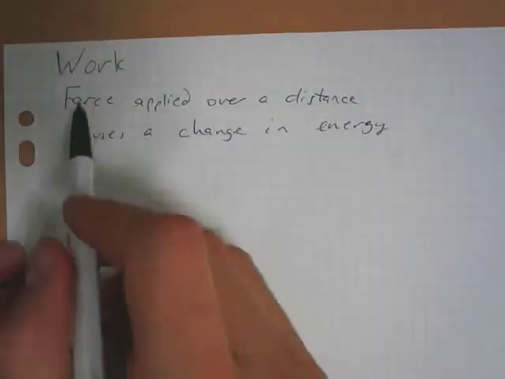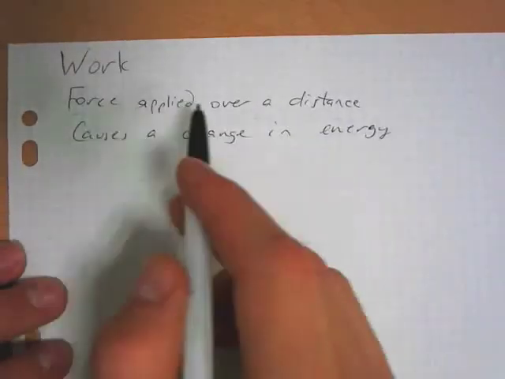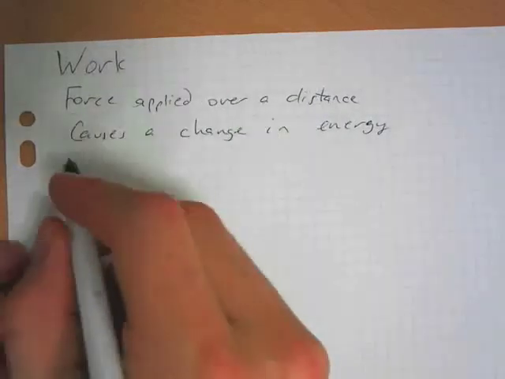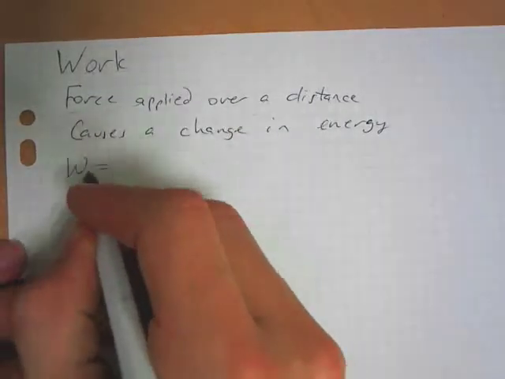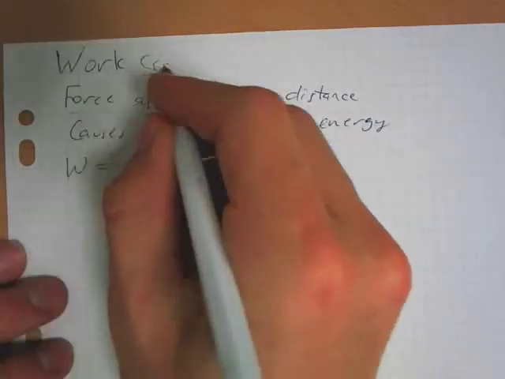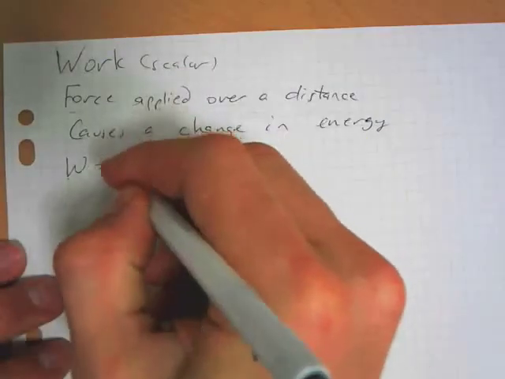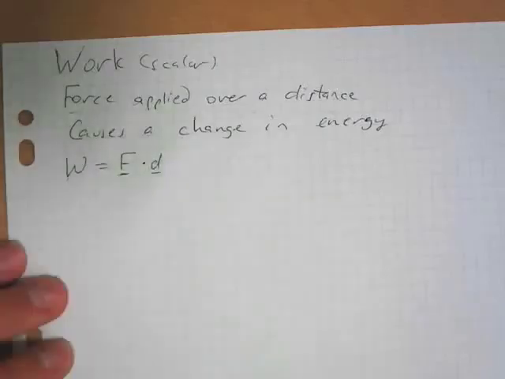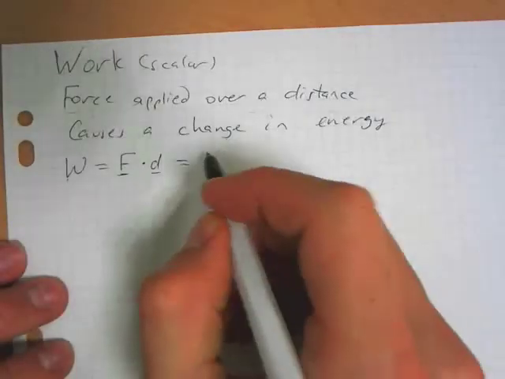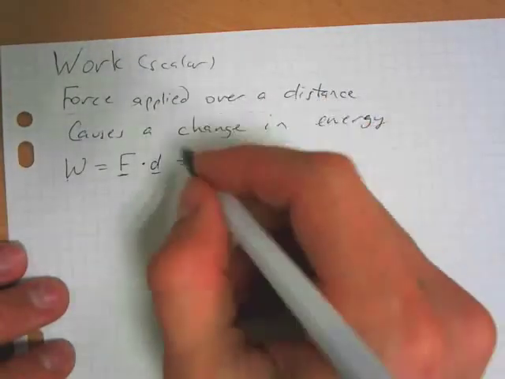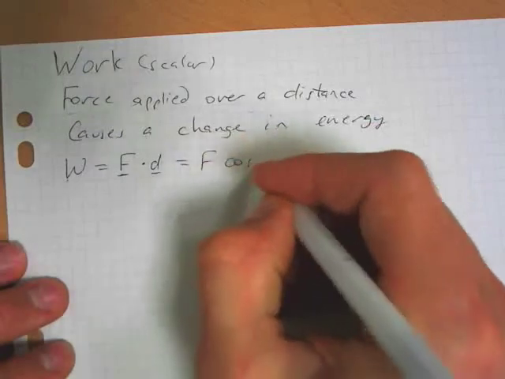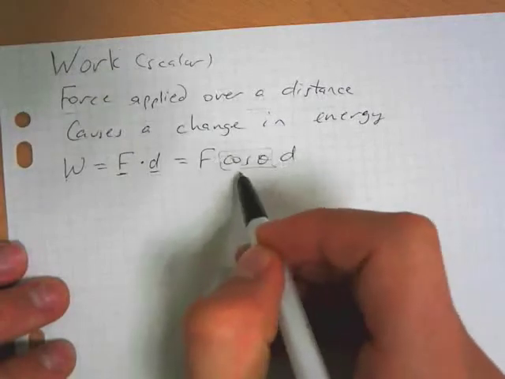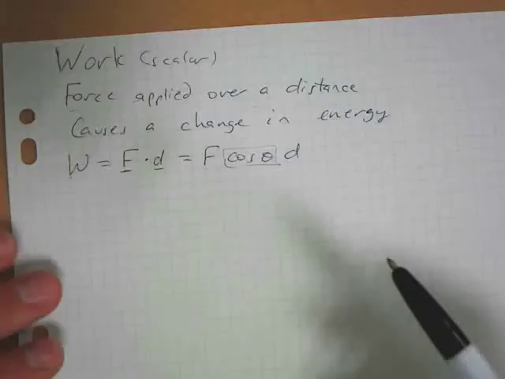When I say it's a force applied over a distance, only the force in the direction of the distance counts. In mathematical language, work is a scalar, and it is equal to the dot product of force and displacement vectors. The magnitude of it, and since it is a scalar, we only care about the magnitude, is F cos theta times d. This cosine theta encapsulates the idea that only the force in the direction of the displacement counts.